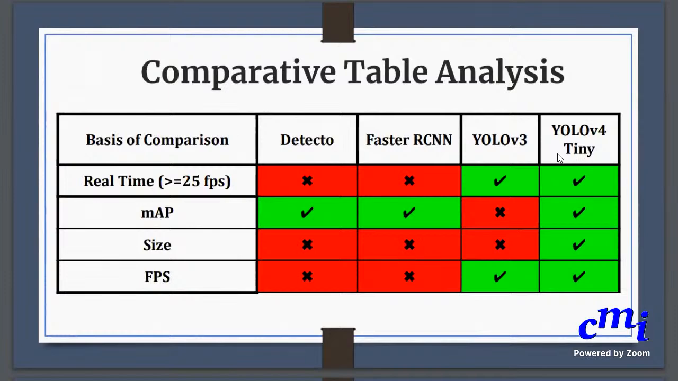So this YOLO Tiny V4 is better because it has better real-time inference. Then it has a better mAP score, which is 74%. The size is also very small, that is 22 MB, so it's more usable across mobile apps and Android apps. Since YOLO V4 Tiny satisfied all the criteria on which we had planned to compare our models, we rightly went with YOLO V4 and integrated it into the live demonstration.